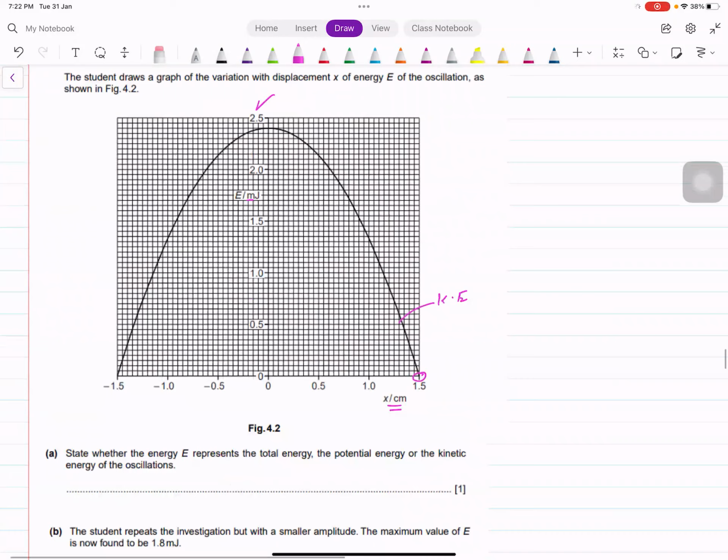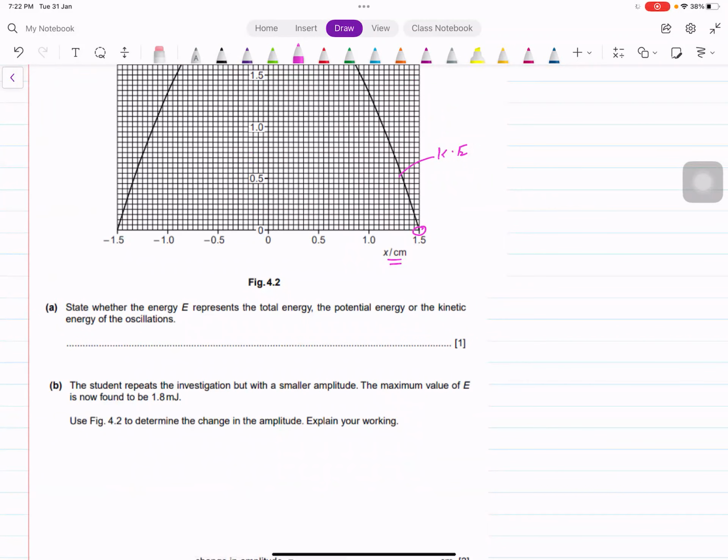Now, state whether E represents... oh my God. Why is he reading my brain? I don't know. But now you know why.